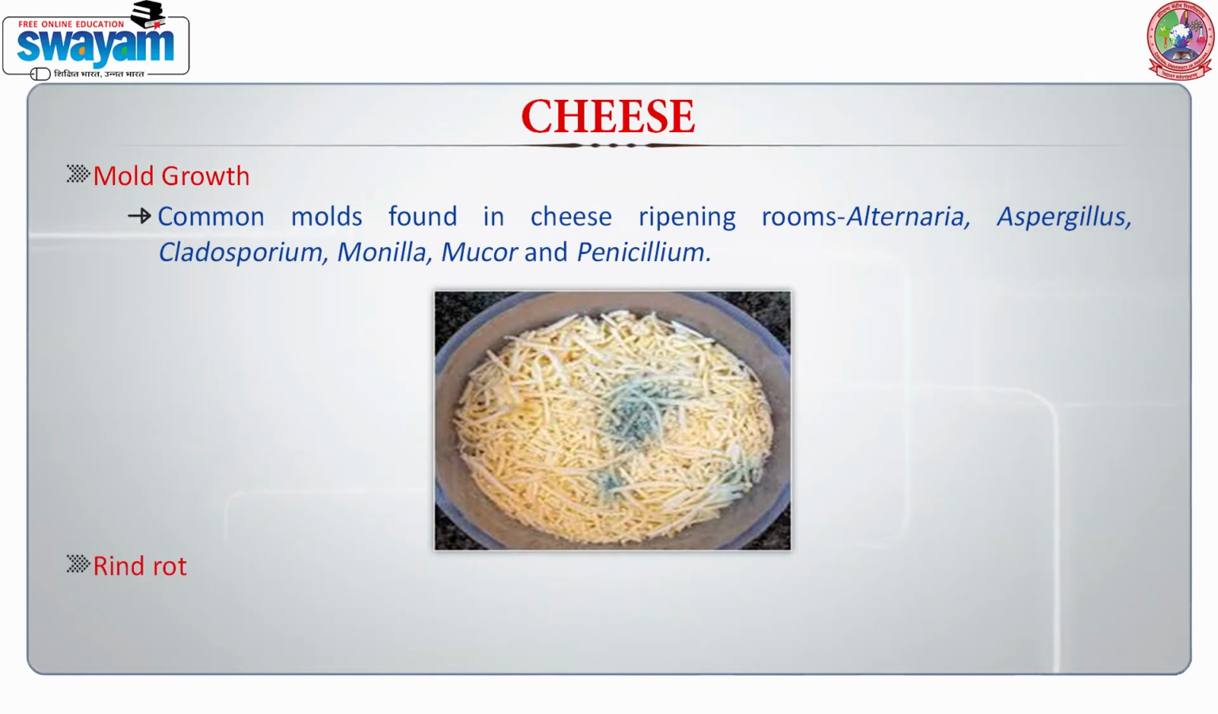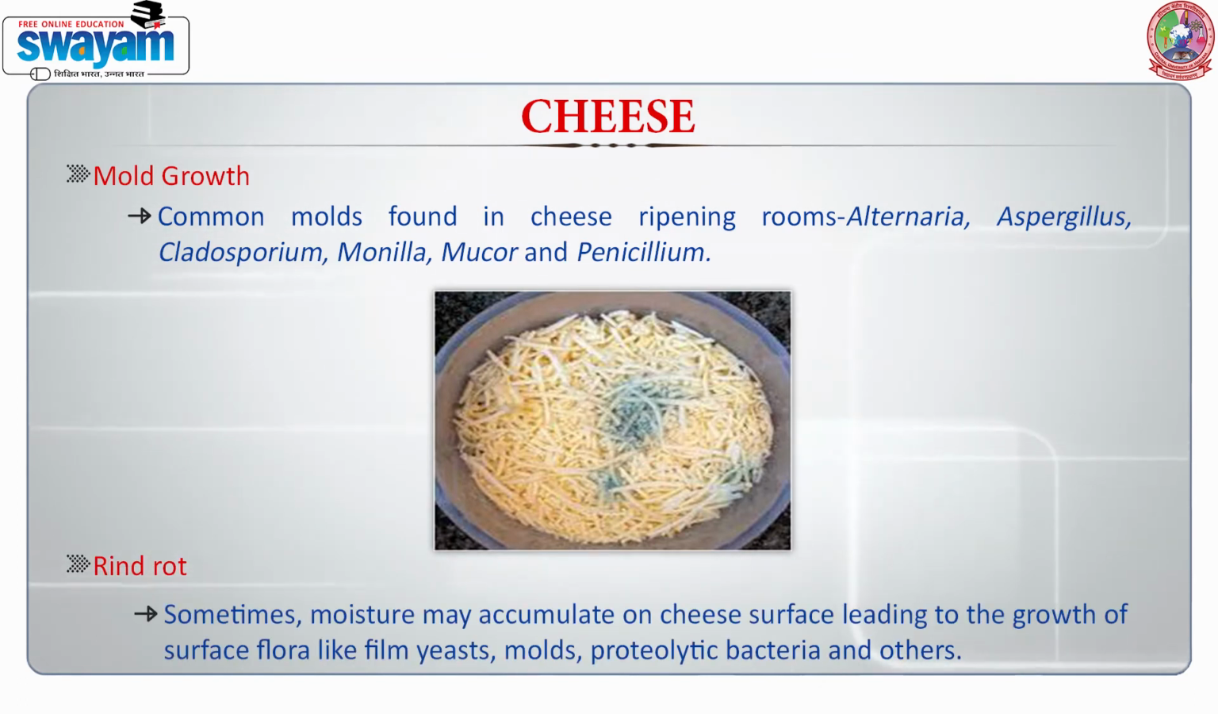Another defect which is associated with the cheese is the rind rot. The rind undergoes a spoilage pattern which is due to the accumulation of the microorganisms on the cheese surface. These can be the film yeast, these can be the molds, these can be the proteolytic bacteria, and at times we also see the microflora from the air contributing to this particular defect.